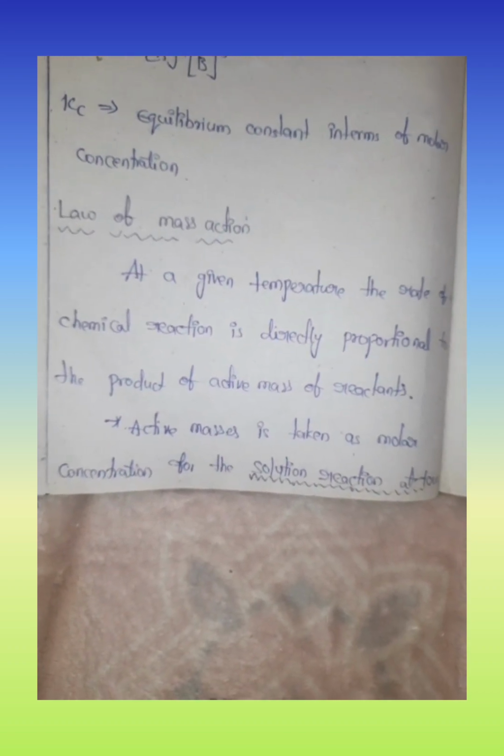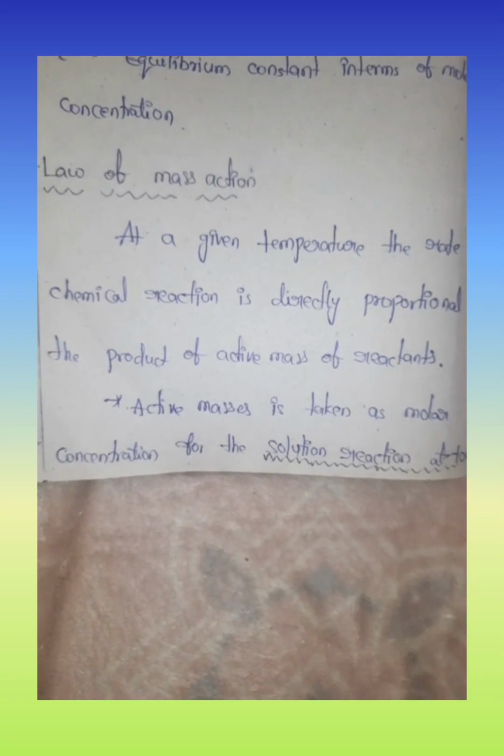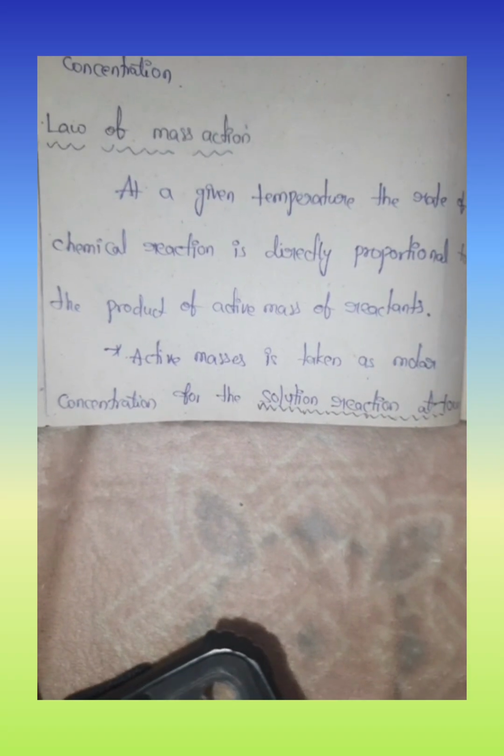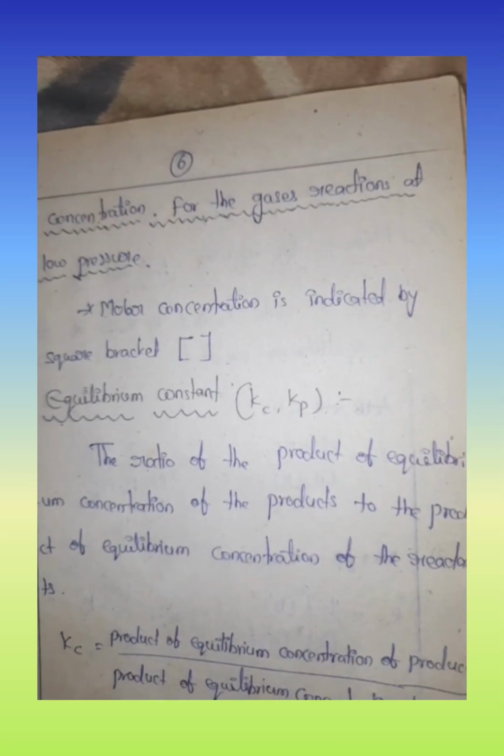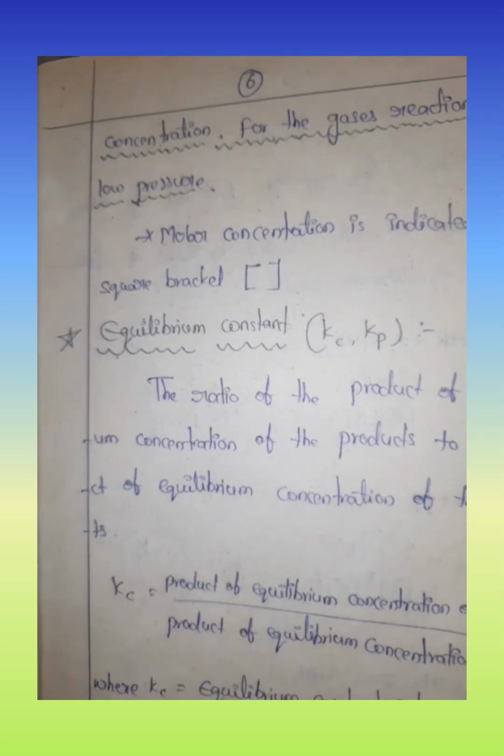Law of mass action: at a given temperature, the rate of a chemical reaction is directly proportional to the product of the active masses of the reactants. Active mass is taken as the molar concentration for a solution reaction at low concentration, and for a gas reaction at low pressure. Molar concentration is indicated by square brackets.